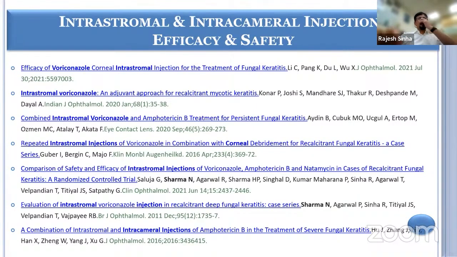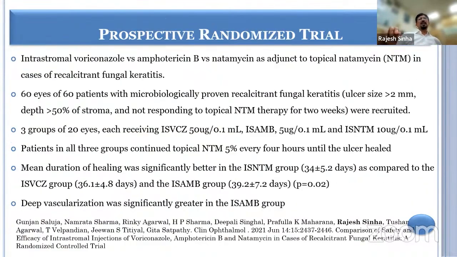And these are some of the articles that have been published in this field. One of these articles was from our center, and herein we compared intrastromal voriconazole versus amphotericin B versus natamycin as adjunct to topical natamycin in cases of recalcitrant fungal keratitis. We included 60 eyes of 60 patients with proven fungal keratitis, wherein the ulcer size was more than 2 millimeters, depth was more than 50% of stroma, and not responding to topical natamycin therapy for 2 weeks. They were recruited.